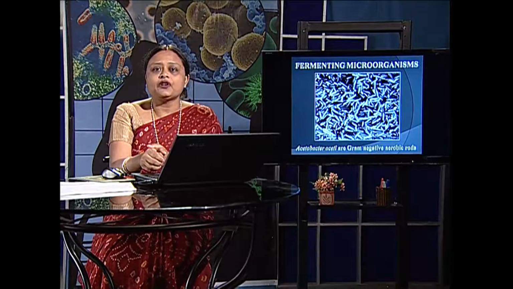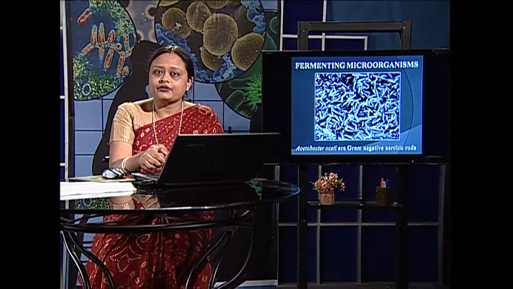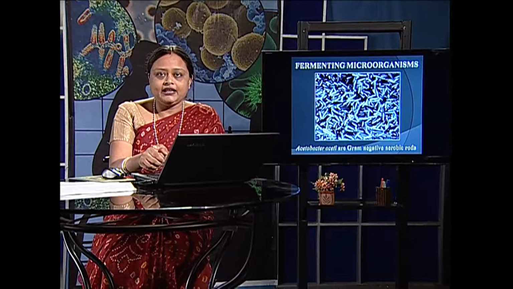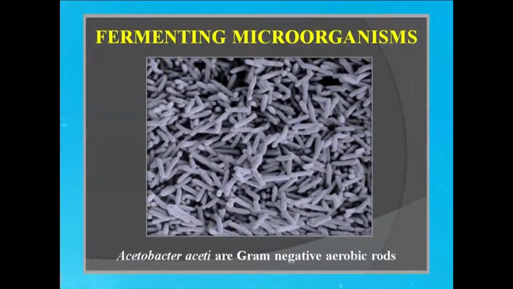Now we are moving on to see what kind of microorganisms are required for producing vinegar. Typically, the bacteria are called as Acetobacters or acetic acid bacteria. We have the first genus Acetobacter aceti. These are gram-negative aerobic rods requiring high amount of oxygen for their growth and activity.